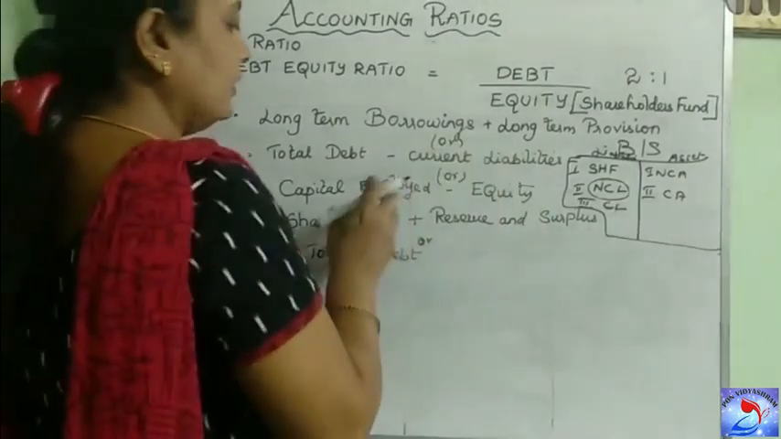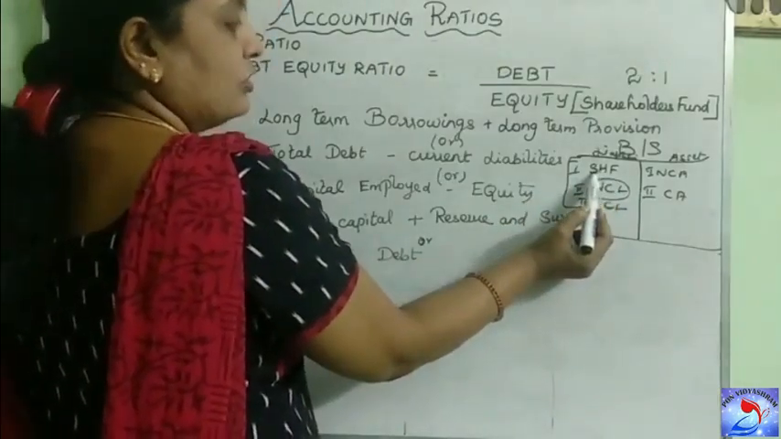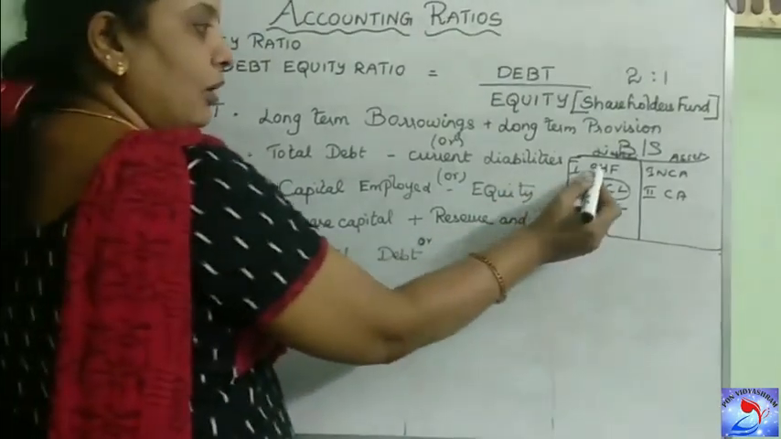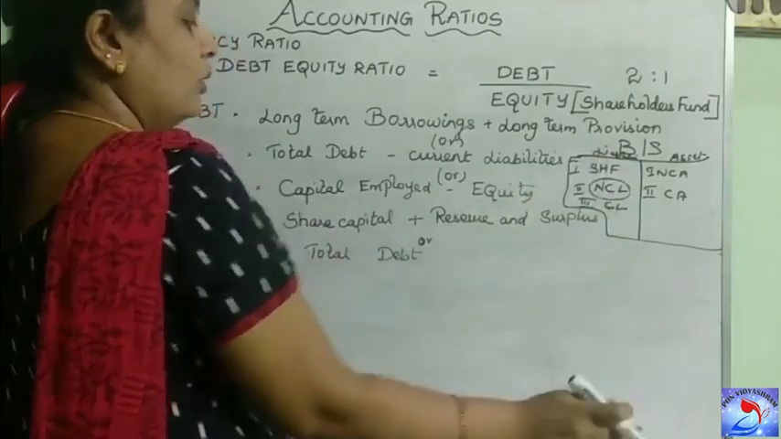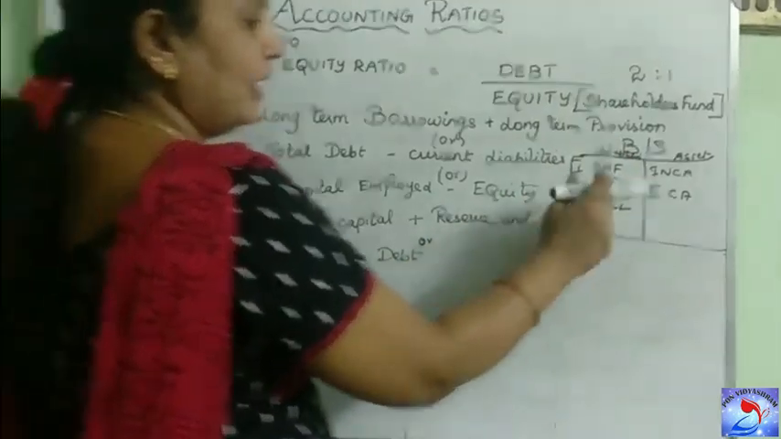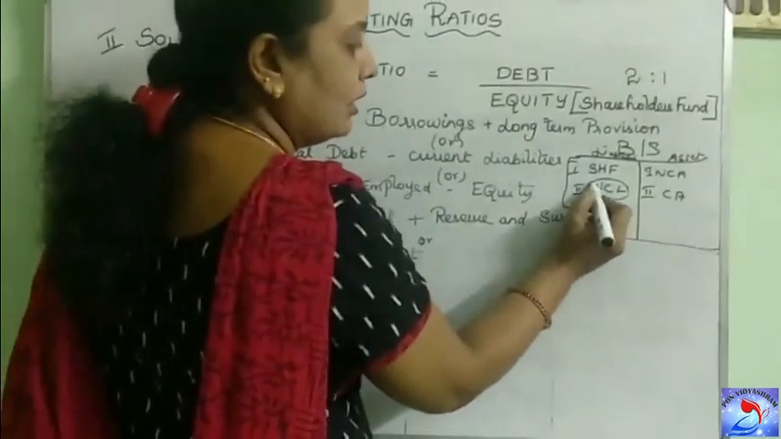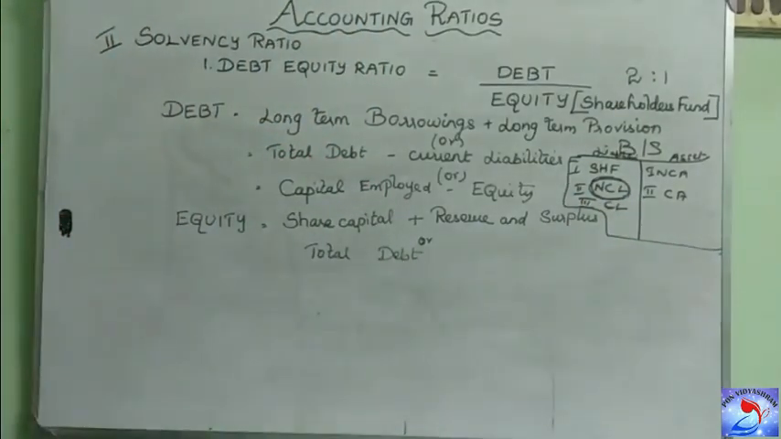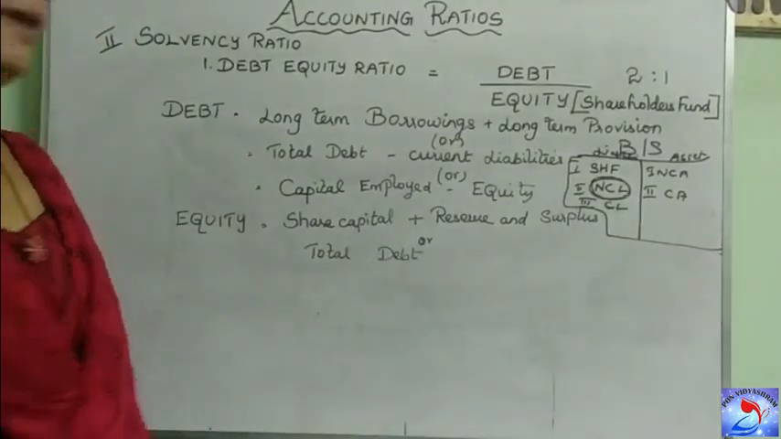Then, if I have capital employed, what is capital employed? Capital employed is shareholders fund plus non-current liability. If both are given and I subtract the shareholders fund from capital employed, I will get the non-current liability. So, children, I always want this non-current liability, which is nothing but long-term borrowings plus long-term provision, whatever the subheading.